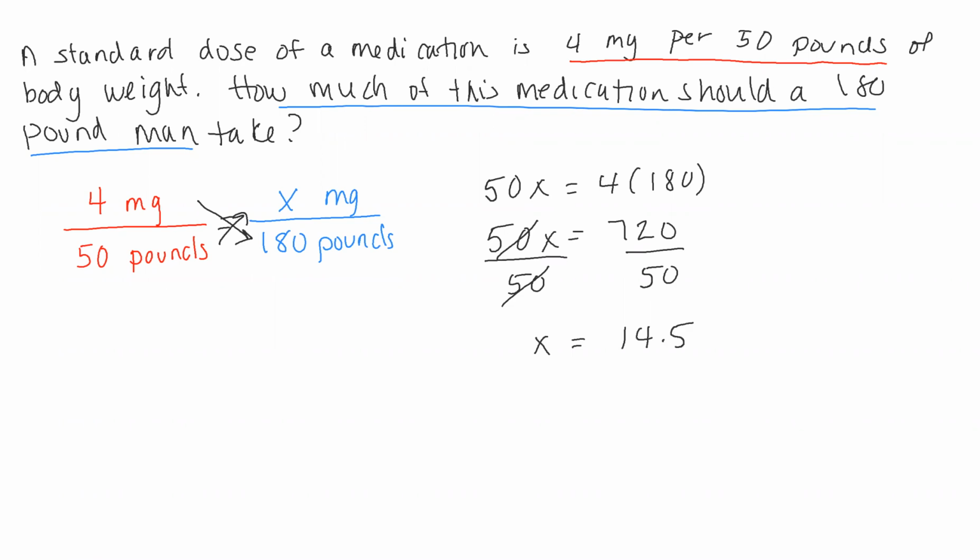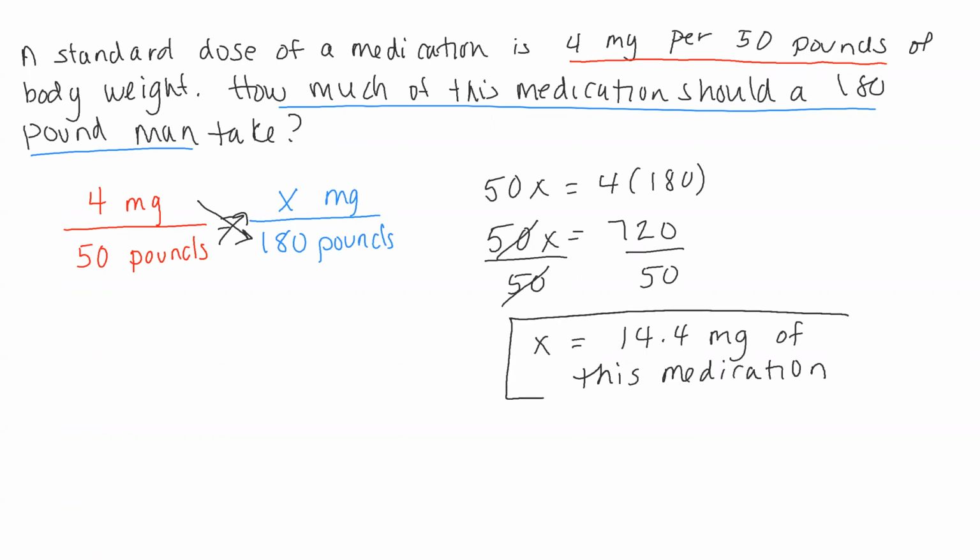14.4. Now, what was 14.4? 14.4 represents the number of milligrams of this medication. So this particular 180-pound adult should take approximately 14.4 milligrams of this medication. Remember, never just leave an answer alone when you're dealing with a word problem. You have to describe that number.